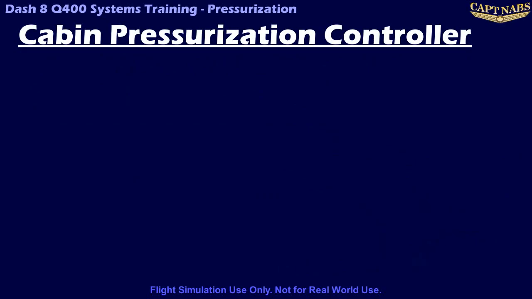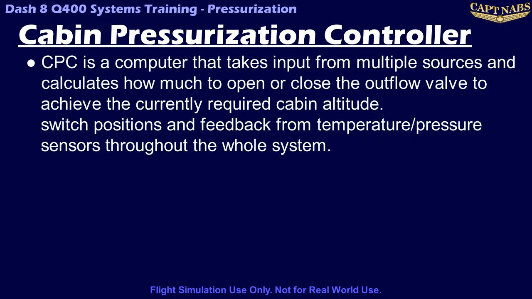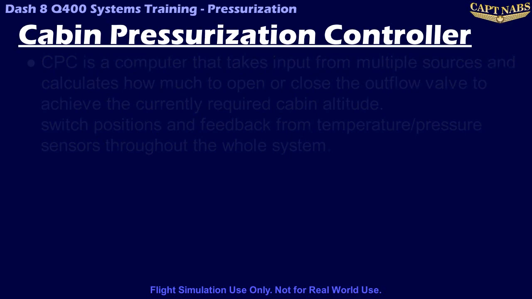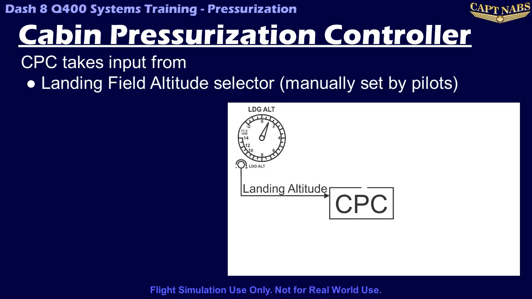The cabin pressure controller, or CPC, is a computer that automatically determines the appropriate cabin altitude for all phases of flight. The CPC is almost completely automatic. The only input required from the pilots normally is the landing field altitude, which is selected on the pressurization panel anytime prior to starting descent.